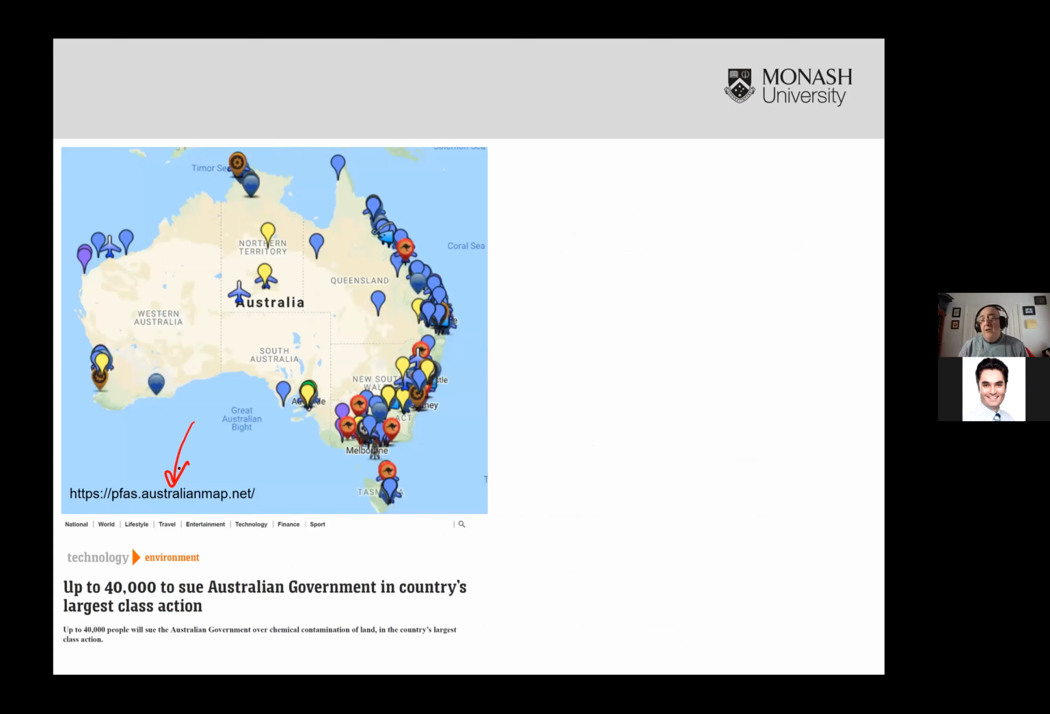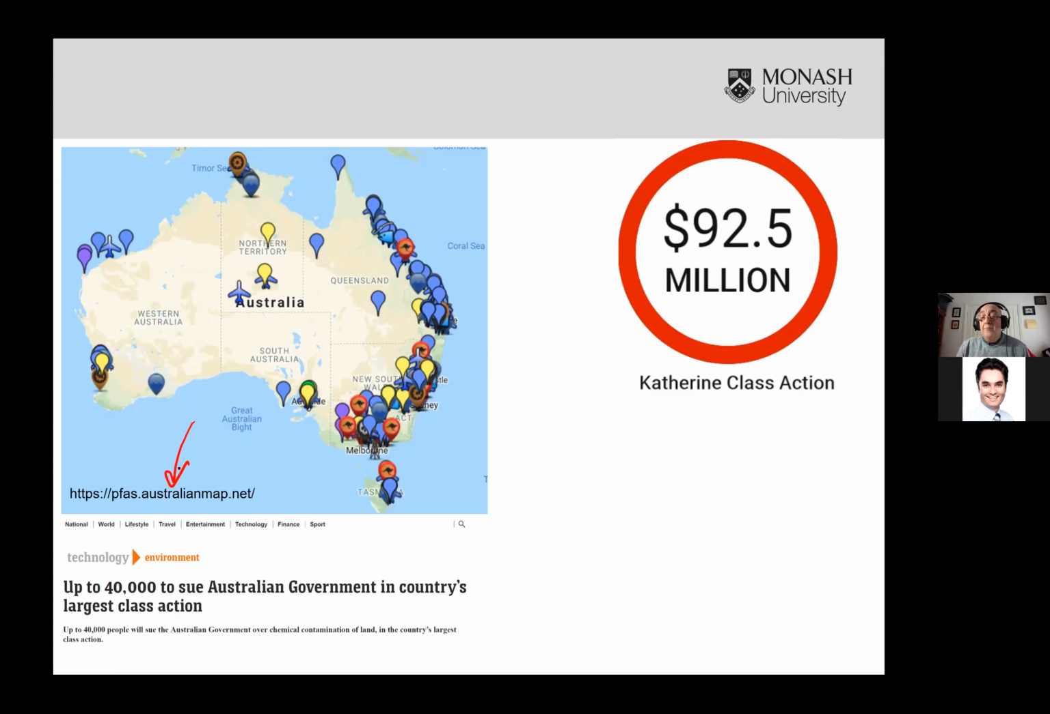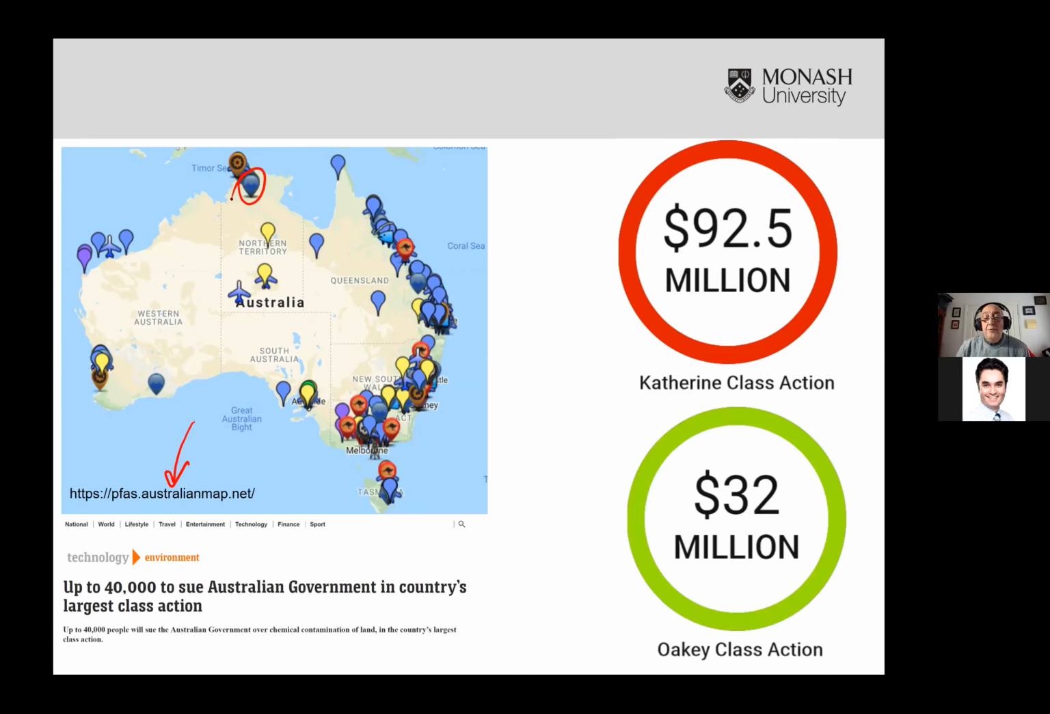Currently I'm aware of at least 10 class actions in relation to PFAS. A few of them have been settled very recently. The federal government gave the go-ahead for settlement in June this year. They awarded close to more than $90 million for the Katherine class action in the Northern Territory here, and more than $30 million for the Oakey class action near Toowoomba in Queensland. And more is coming.